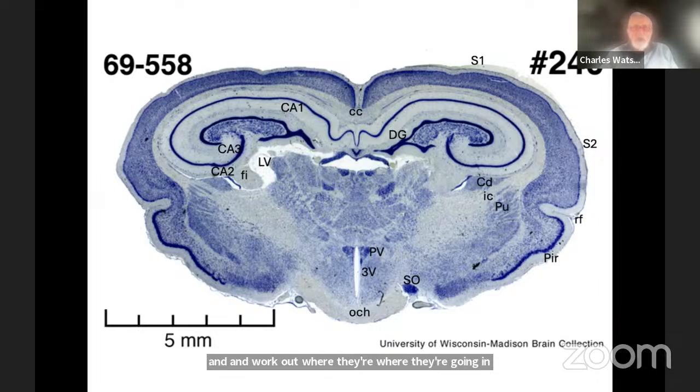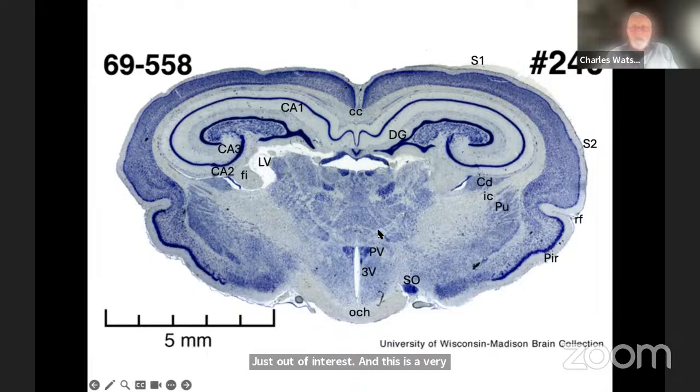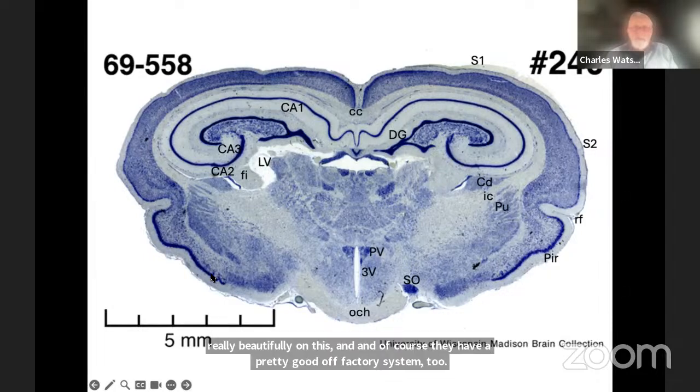Just out of interest, this is a very nicely stained section. You can see many of the thalamic nuclei. You can see the paraventricular hypothalamic nucleus, the supraoptic nucleus. They're the ones which send the fibers down to the posterior pituitary. Show up really, really beautifully on this. And of course, they have a pretty good olfactory system too, but they're not primarily dependent upon that.